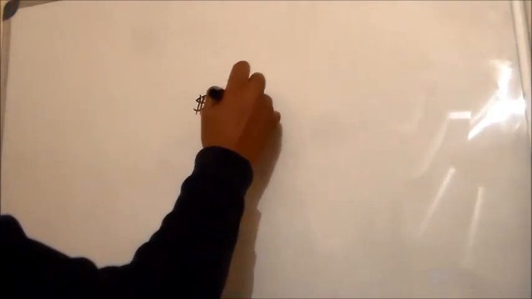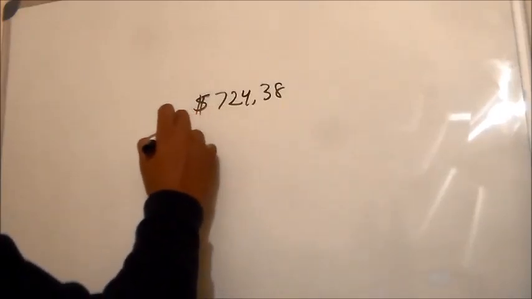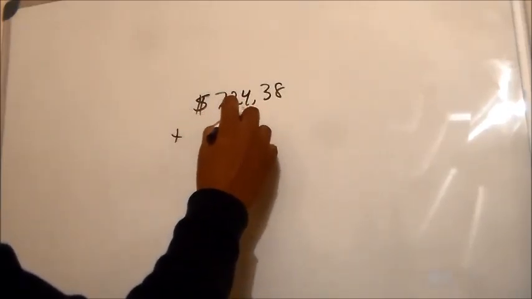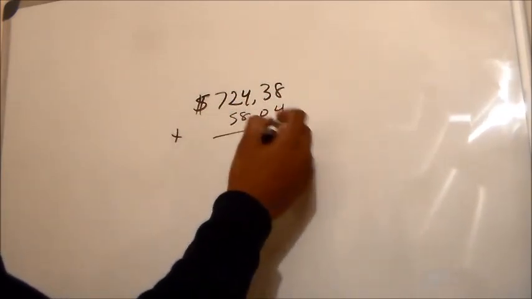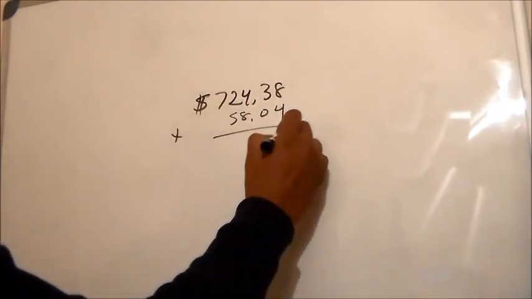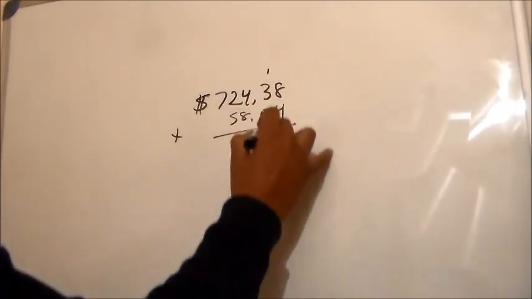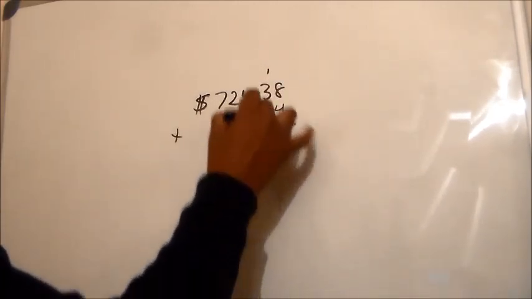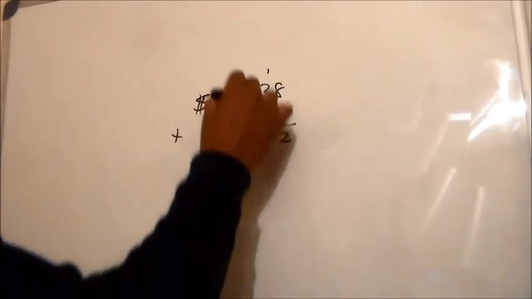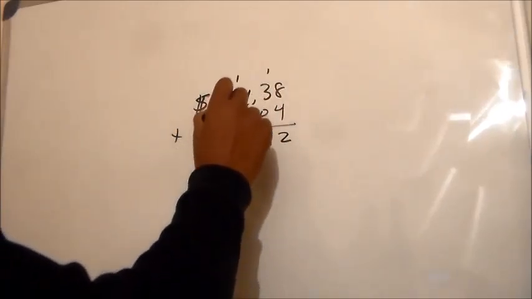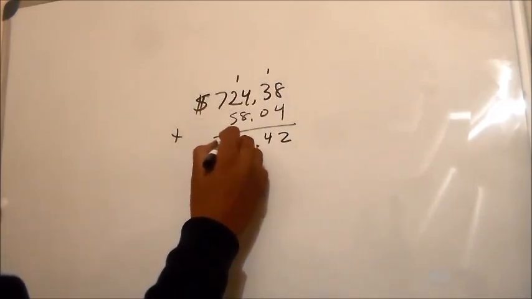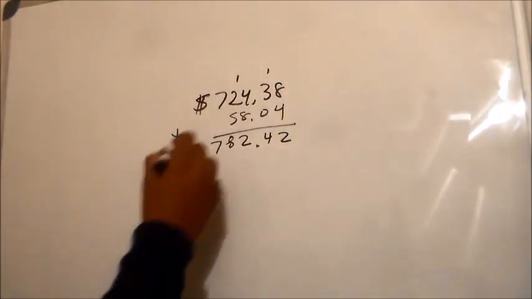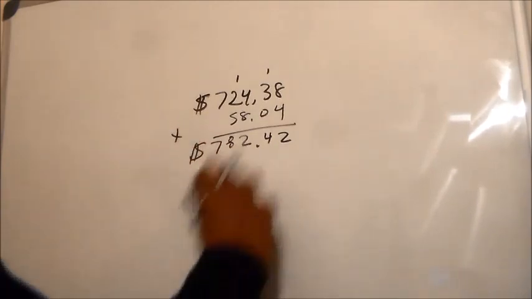They'll give you money, type 724.38 plus, I don't know, $58.04. 8 plus 4 is 12, carry 1. 1 plus 3 is 4. Decimal comes down. 4 plus 8 is 12. Carry the 1. 7, 5, 2, 7. Got the 1 there. It's 8. $782 is our answer.